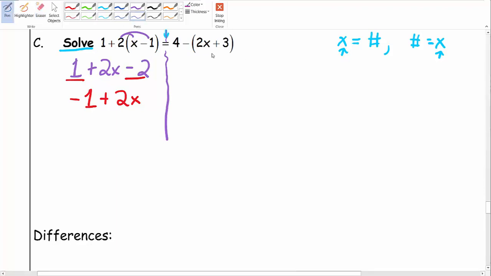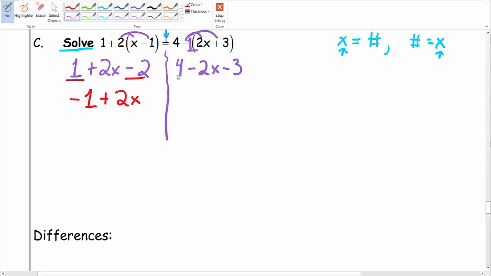Looking at the things on the right side, we notice that we have this 4 minus and then this parentheses. Really, there is that hidden negative 1 in front. And that's what we're going to go ahead and distribute, the negative 1. So we have our 4. Negative 1 times positive 2x gives us negative 2x. And then negative 1 times positive 3 gives us negative 3. Again, distributing, we're multiplying those.